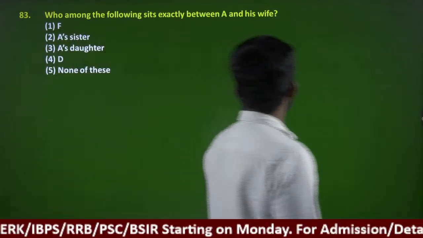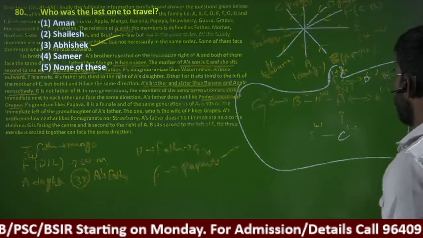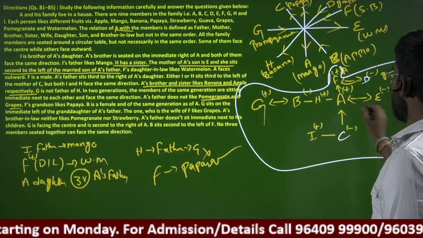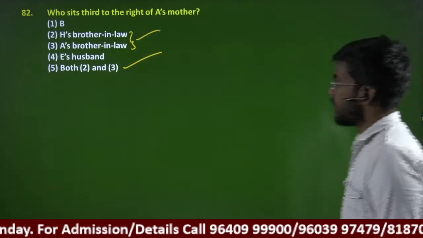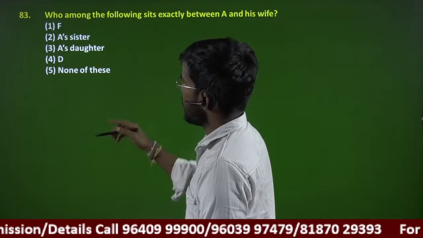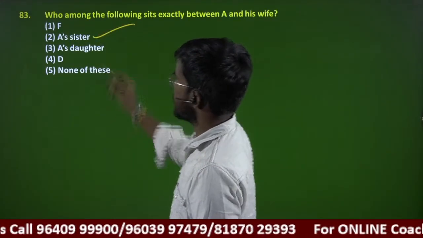Who among the following sits exactly between A and his wife? A and his wife, E. A ki E ki madhile evaru unnaru? B ane person unnaru. B. B is A's daughter, A's sister.